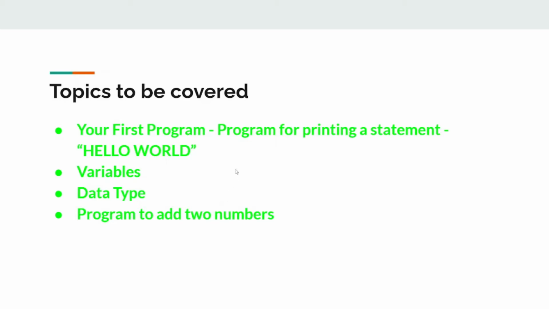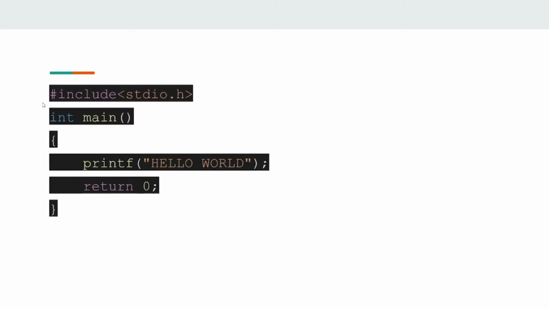First, we will start with our basic Hello World program, which will print the message Hello World to the output window. Through this program, you will learn the basic and important things for writing any C program. This is the Hello World program.